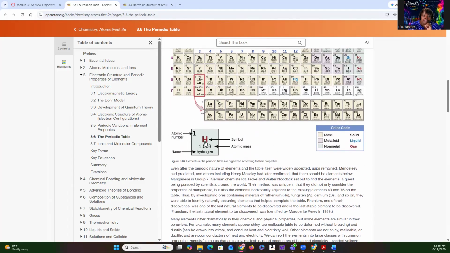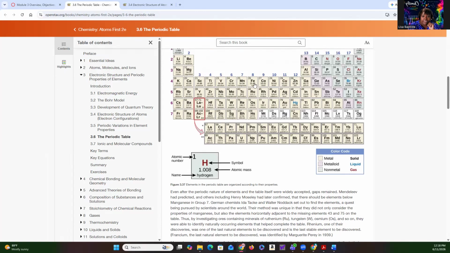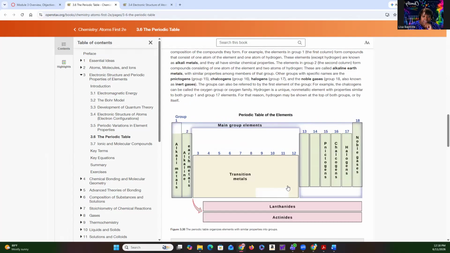Keep in mind that the symbol, and we talked about this in Module 2, is either a one-letter or a two-letter symbol. If it's one letter, that letter is always capitalized. If it's two letters, like we see here in Fe, the first letter is capitalized, the second letter is lowercase. So keep that in mind.